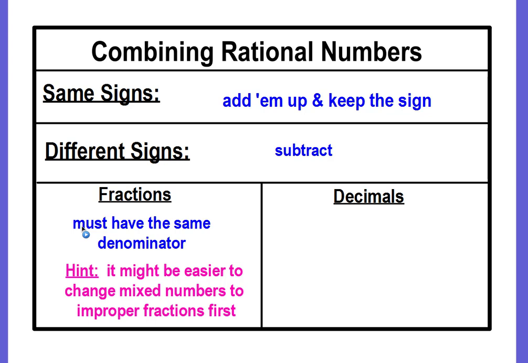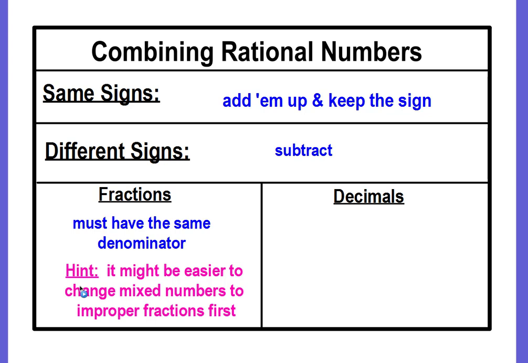When it comes to mixed numbers, especially with subtraction, sometimes it might be easier to change the mixed number to an improper fraction first. That's especially true when you're subtracting mixed numbers. A lot of people forget how to borrow from the whole number and change the fraction and then find a common denominator. It gets a little too complicated, so this might be a good hint to do.